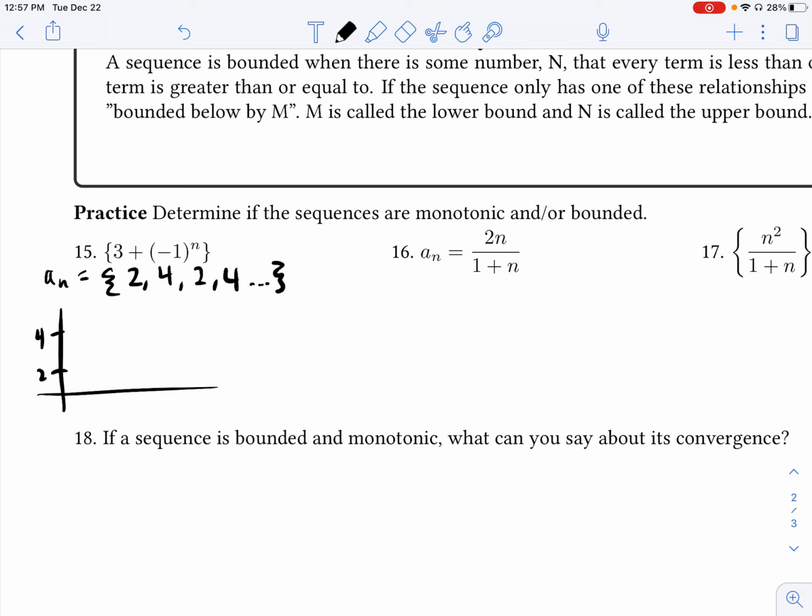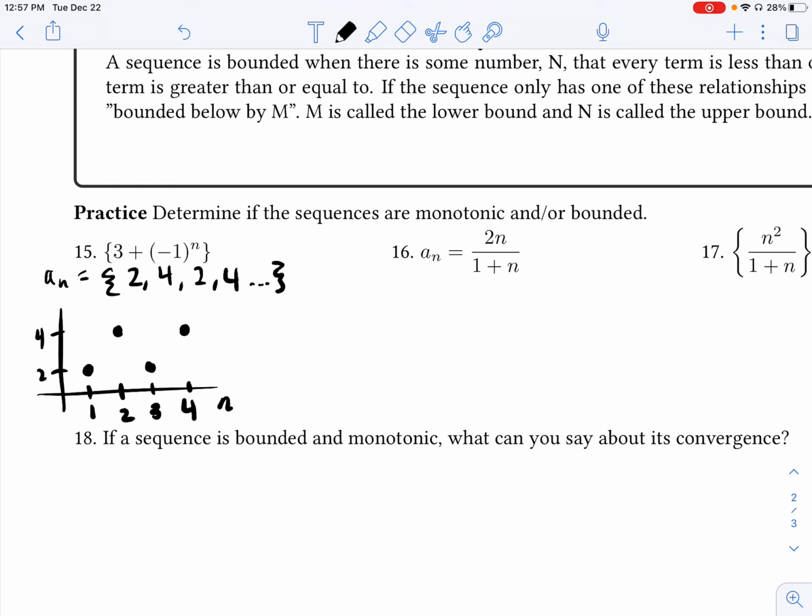Okay, so if we were to look at this being our n-axis, what we're effectively saying is we're going to get an output. Our first term in our sequence is going to be 2. Our second term is going to be 4. The third term is 2. The fourth term is 4, and this is going to go back and forth here.